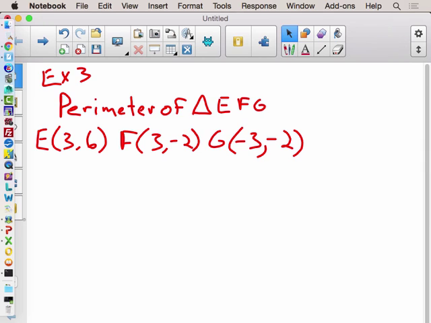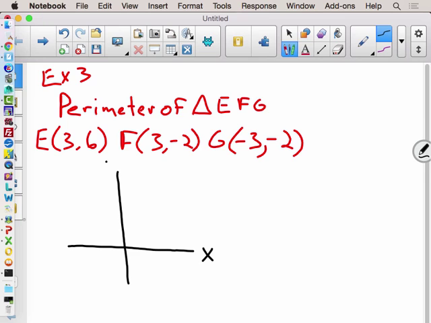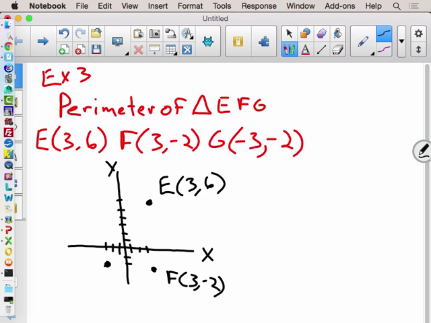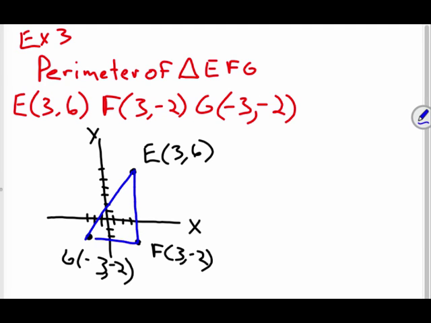It doesn't have to be drawn to scale, but you can kind of get close. I mean, it doesn't have to be perfect. But this is my X and this is my Y. So if I go over 1, 2, 3, and then I go up 1, 2, 3, 4, 5, 6, I'll get this point here, which is E, (3, 6). And then if I go 3 down to 1, 2, I get this point here, which is F, which is (3, -2). Okay, and then I'm going to go 1, 2, 3 to the left, down 2, and this is G, (-3, -2). So now I'm asked to find the perimeter of this.